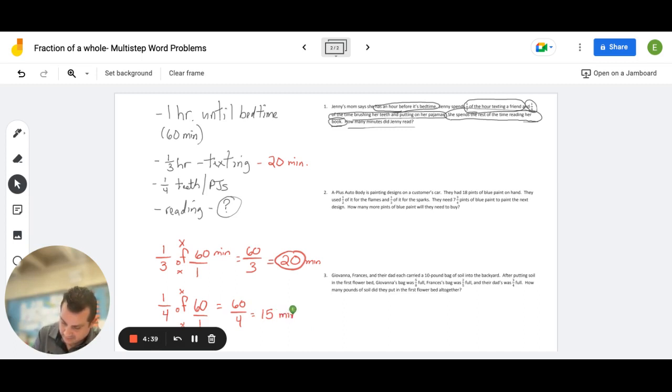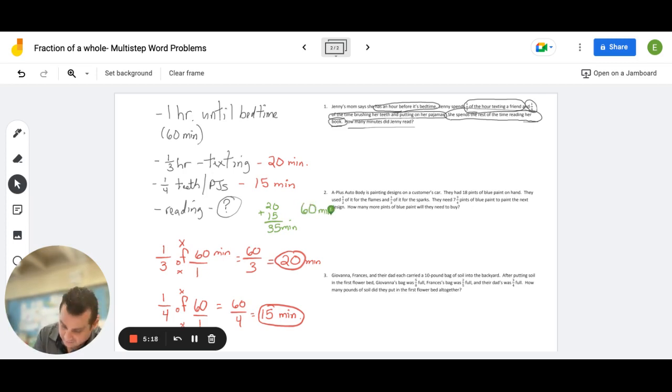That's 15 minutes. So now we know, and I'm going to go back to my annotations. If 20 minutes we spent texting, 15 minutes we spent brushing the teeth and putting on pajamas, how much time was left reading? Well, I'll do this in a different color so you can see it. I'm going to add that 20 and the 15, which will give me 35 minutes, right? There was 60 minutes in the hour.